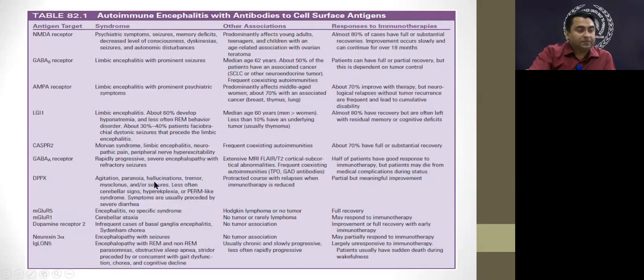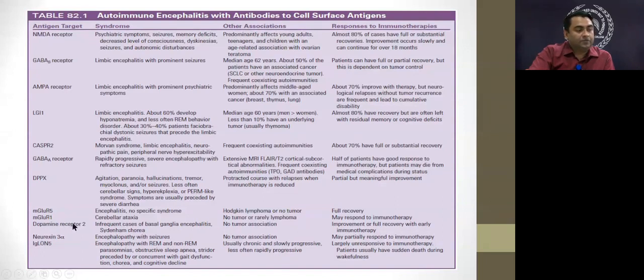DPPX typically presents with a prodrome of GI symptoms, and then the classical triad sets in, and it may also have CNS manifestations like hyperekplexia and a PERM-like syndrome. The metabotropic GluR5 presents as an encephalitis, which is not specific, associated with Hodgkin's lymphoma, and tends to have a full recovery with treatment of the tumor as well. The GluR1 typically presents as a cerebellar syndrome, and it is unusual to have a tumor associated with it.